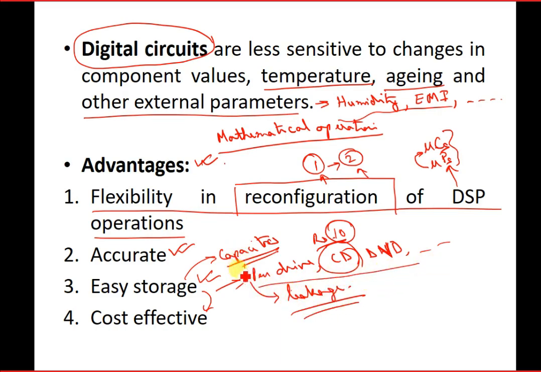And also, making capacitor based circuits to store a large amount of data will need not only a huge space, it will require a huge investment also. Okay. Because of this reason, the storing of data and the maintenance of analog signal processing systems is quite expensive as compared to storing the data in digital circuits.